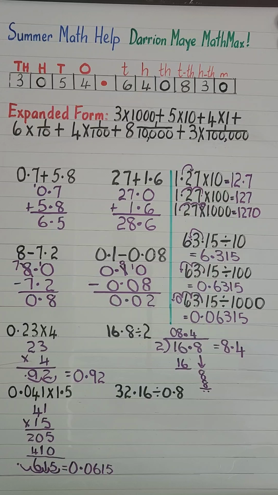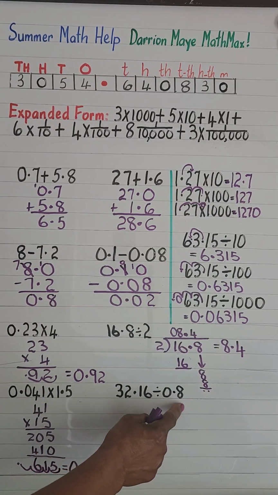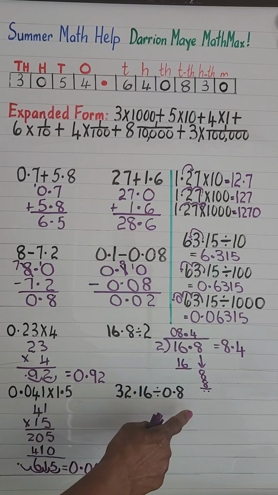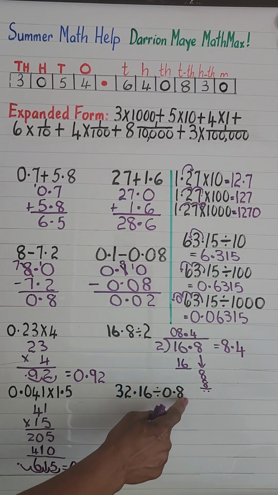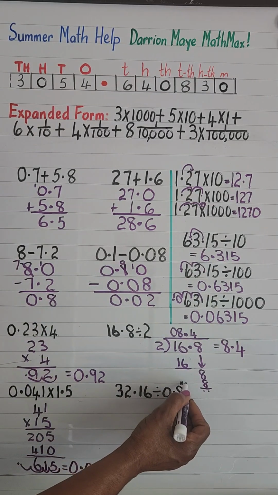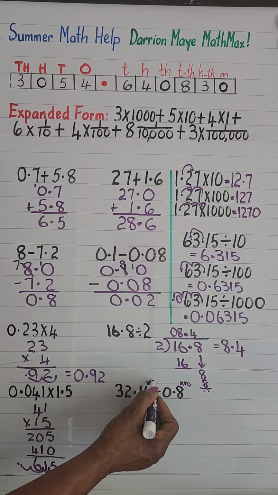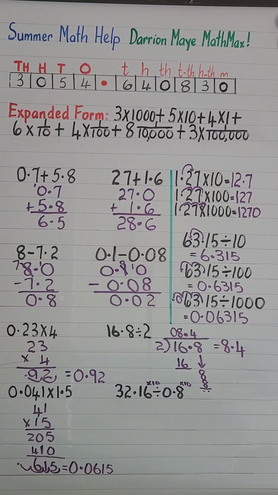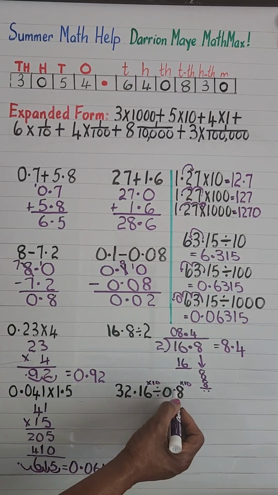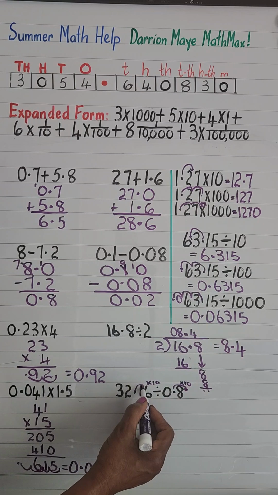And now we have 32.16 divided by 0.8. So whenever we are dividing decimals, we have to make the divisor a whole number. So to make this 0.8 a whole number, we are going to multiply by 10. And to keep the sum balanced, we have to do the same to the dividend, the number we are dividing. So 1 place to the right, 1 place to the right.